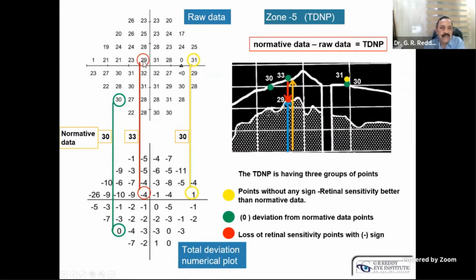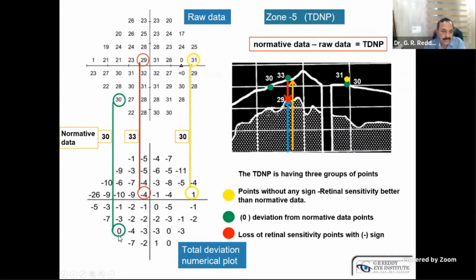Suppose, for example, 29 is the measured retinal sensitivity and the normative data is 33. That means the deviation is -4. If the measured retinal sensitivity is 30 and the normative data is also 30, that means there is no loss of retinal sensitivity, 0. If the measured retinal sensitivity is 31 and the normative data is 30, that means the measured retinal sensitivity is better than normal by 1 dB. So it gives how much it is deviated from the normal values.